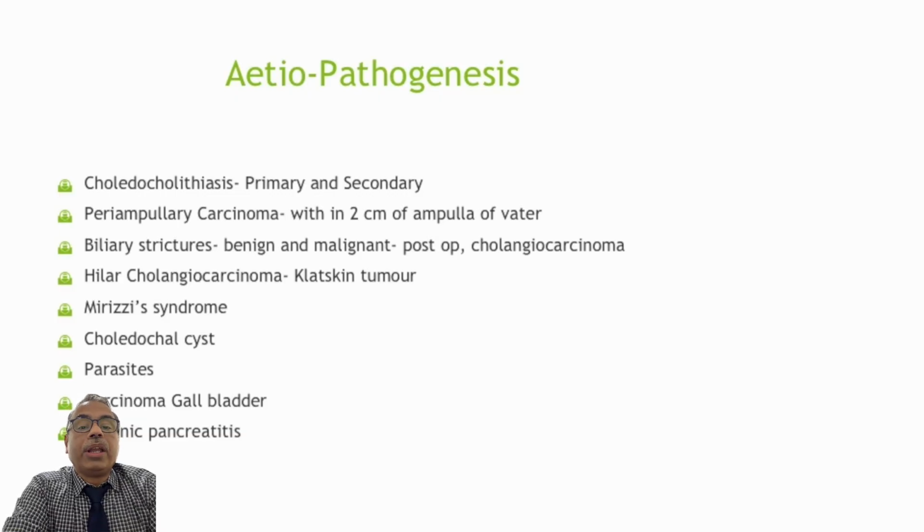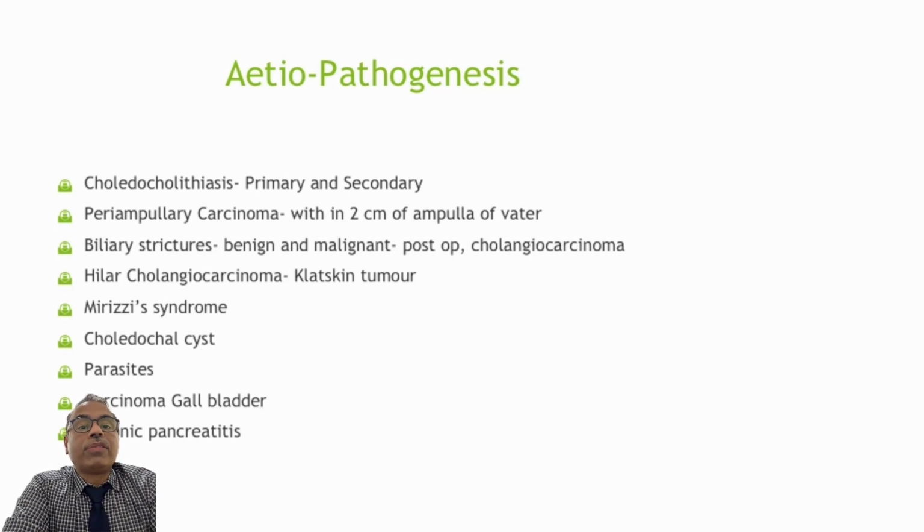The second equally important cause of obstruction of extrahepatic biliary system is periampullary carcinoma. Now by definition, what exactly is periampullary carcinoma? We'll be discussing that in slightly more detail in our subsequent slides. But the word periampullary carcinoma refers to group of carcinomas which occur within 2 centimeter of ampulla of Vater. And there are different types of periampullary carcinomas. The most common being obviously carcinoma head of pancreas.